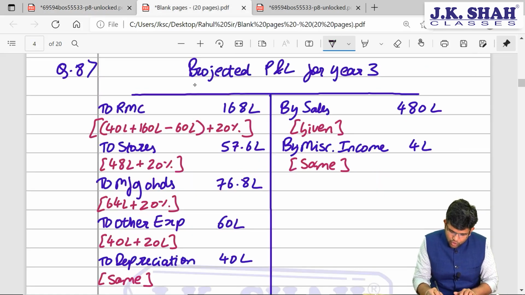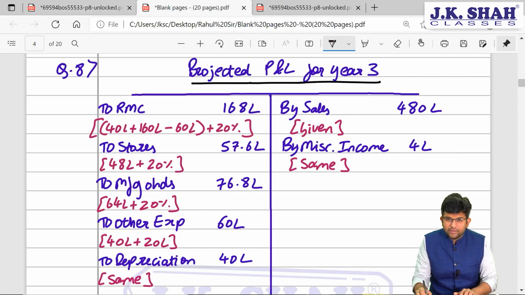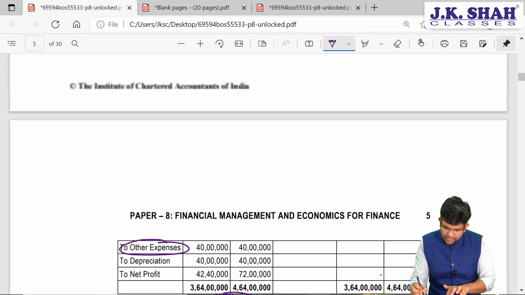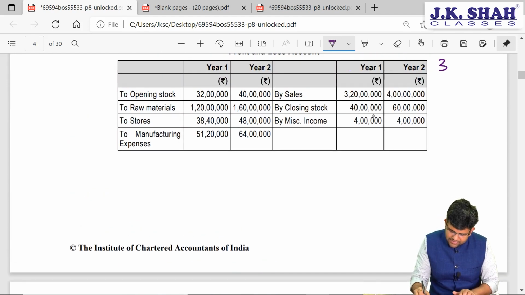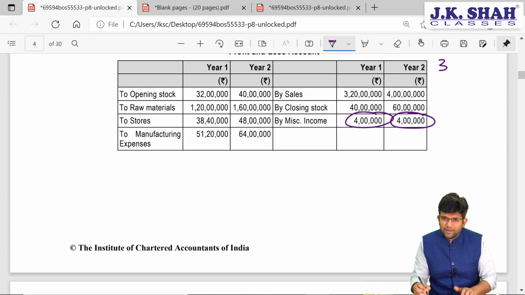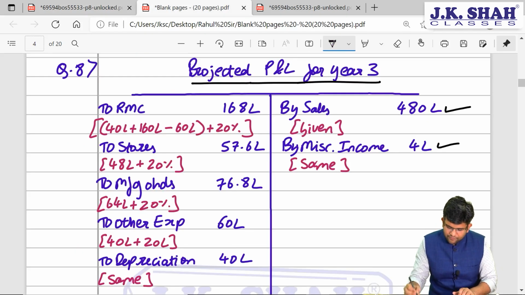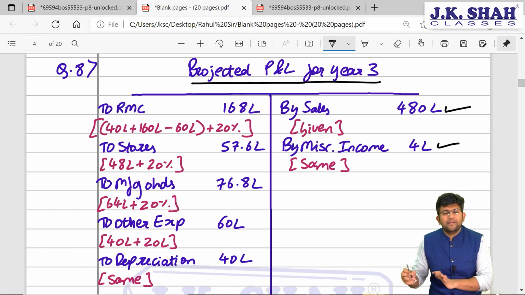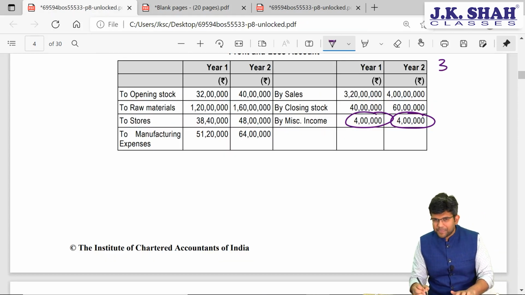Can you see projected P&L for year 3 by sales? This is given to you, correct? This is given to you as 480 lakhs. Also concerning the miscellaneous income, since they are same every year, we'll assume it to be same in year 3 also, and therefore I will take 4 lakh as the miscellaneous income. Everyone clear about the credit side? Let us now jump to the debit side.